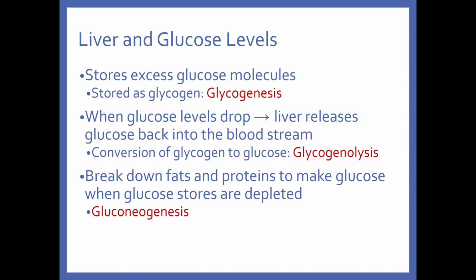When you look at the liver and glucose levels, the liver stores excess glucose molecules as glycogen, and that process is called glycogenesis. When glucose levels drop in the body, the liver will sense that and release glucose back into the bloodstream by converting glycogen to glucose, which is called glycogenolysis. The liver also breaks down fats and proteins to make glucose when glucose stores are depleted. That process is called gluconeogenesis. But again, when fats and proteins are broken down, that can cause a state of ketones building up and acidosis.